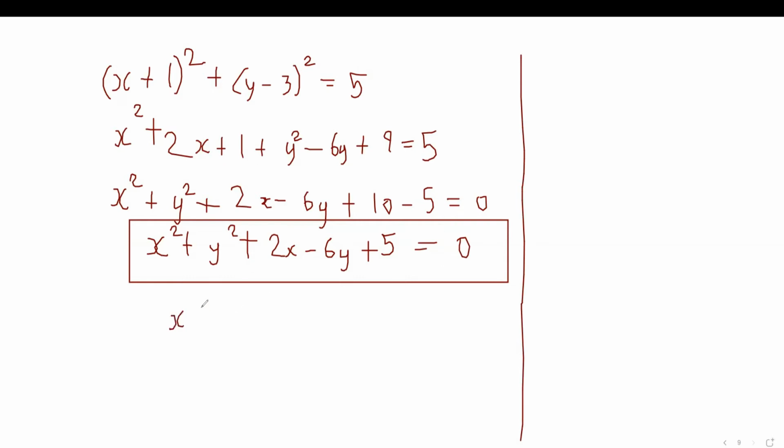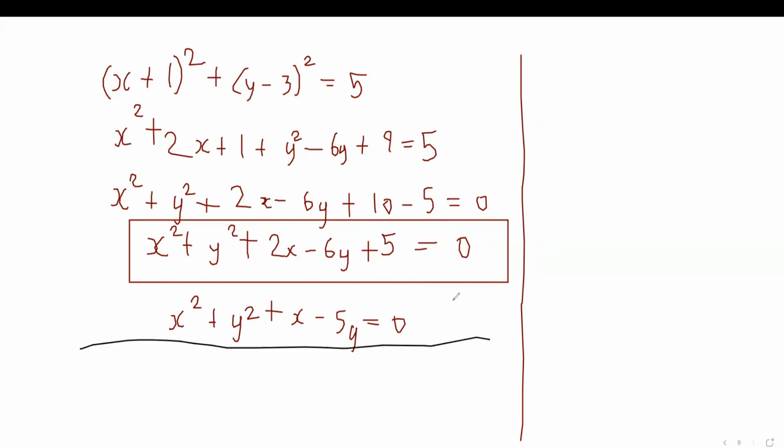x squared plus y squared plus x minus 5y equals 0. Now the first thing we need to do is find the line of intersection. So from the 2 equations, to find the line of intersection, realize if we were to subtract them, let's subtract them.